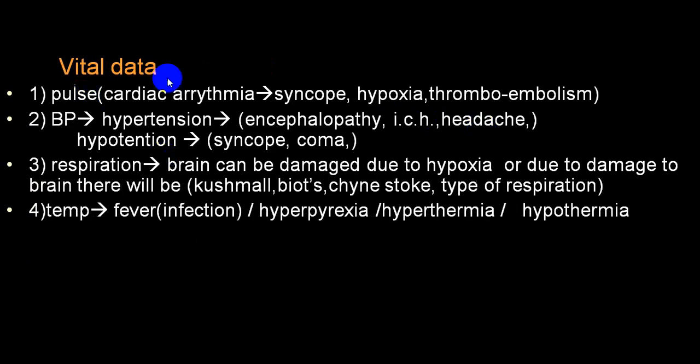Vital data: pulse, cardiac arrhythmia can produce syncope, hypoxia, thromboembolism. Hypertension can produce encephalopathy, intracranial hemorrhage, subarachnoid hemorrhage, and can also cause an occipital headache. Hypotension can end with syncope, and if very severe, the person can be in an altered level of consciousness and even in coma.